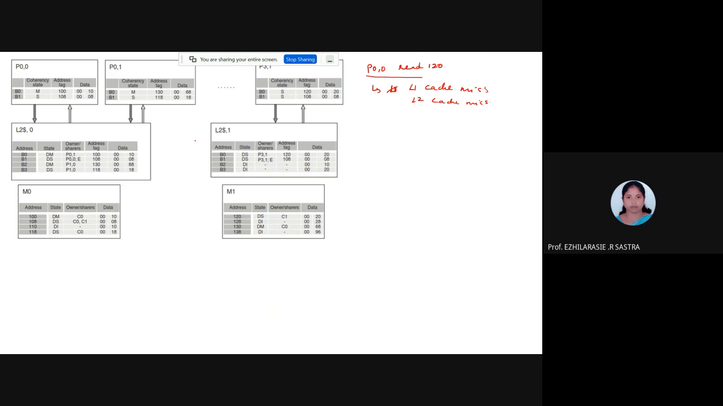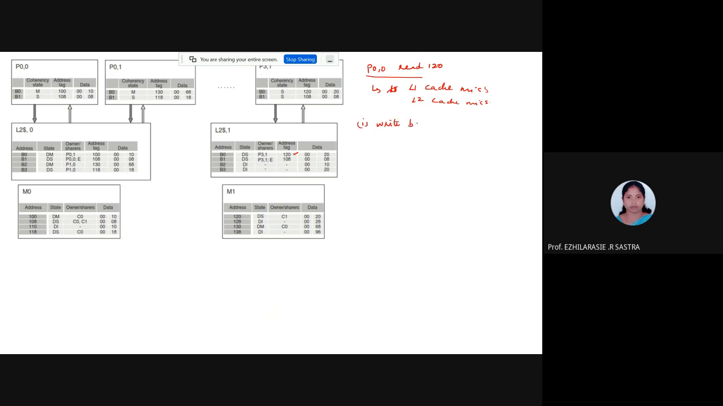Now when you check this L2, the data is there in L2. So this has to be shared. When it is going for sharing, it is going to block 0. But when you take block 0, it is in modified state. So location 100 is in modified state, and since it is modified, it has to be written back to the memory.